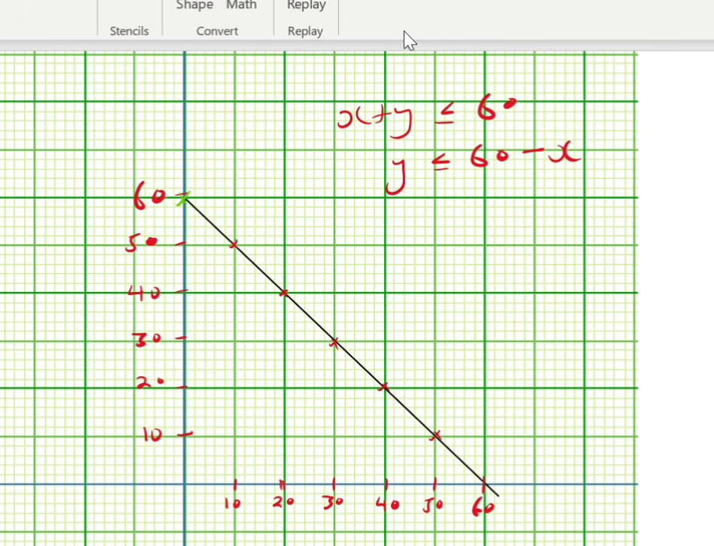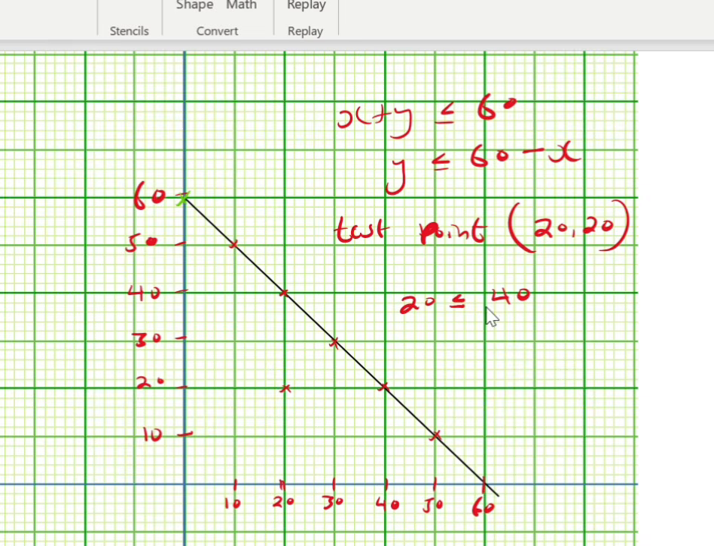Can you pick any point? For example, you pick a test point. So it's something called a test point. A test point can be below or above. For example, I can pick this point below the line, (20, 20). So my test point is (20, 20). Where I have x, I put 20. Where I have y, I put 20. So 20 is less than or equal to 60 minus 20, which is 40. So we ask ourselves, is 20 really less than or equal to 40?